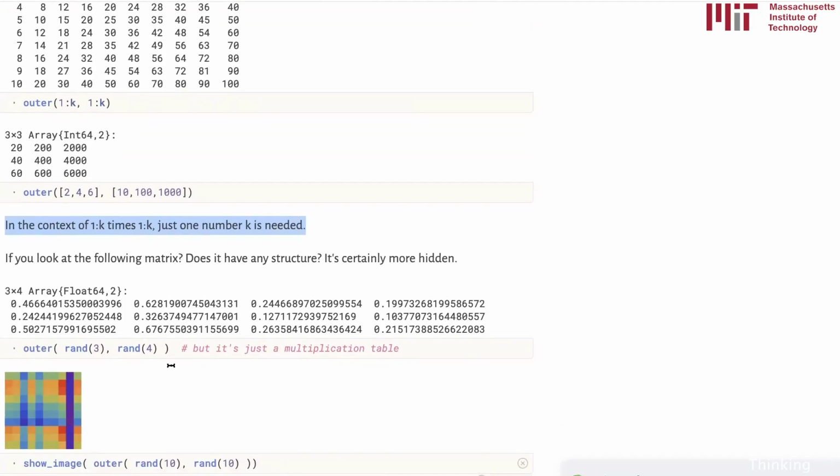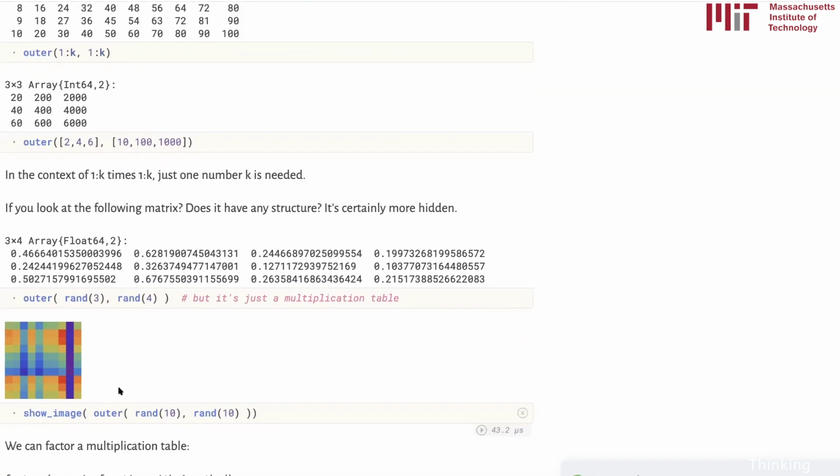Here's another outer product, a multiplication table, if you will, where it would be a little harder to see the structure, though you might start to notice it if you get good at it. For example, this number is just about half this number. So this is about half, this is about half. Oh yes, I see. This number is just a little more than the first number. Yep, this one's a little more than the one at the top of its column. Okay, yeah, I'm starting to see it.